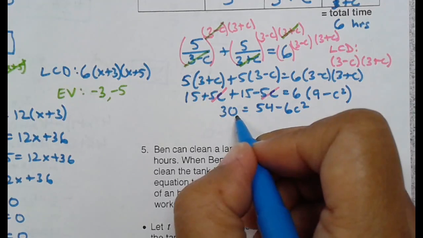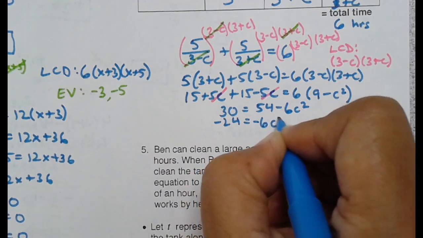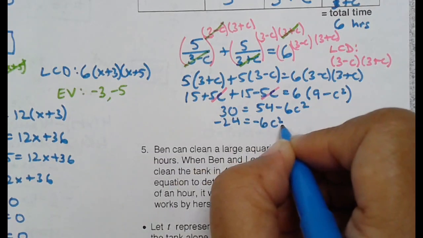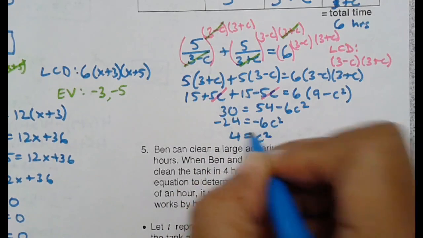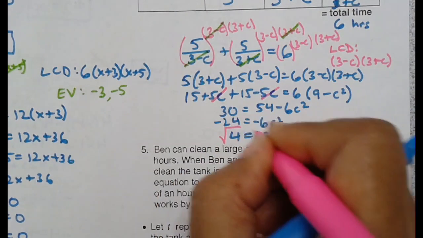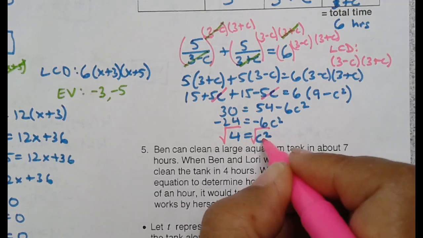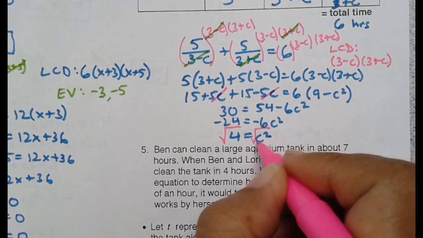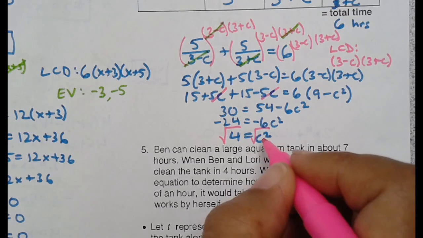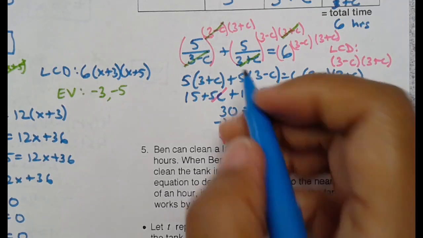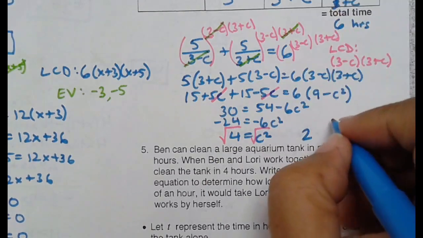Move the 54 to the other side, which gets me a negative 24. Get rid of this negative 6 by dividing both sides by negative 6. We get 4. To get rid of the square, we take the square root. And normally we write plus or minus, but if we're talking about the rate of the current, we are actually not going to use negative. Speed is not negative. So we're going to just take the square root of 4, which is 2, and the current is in miles per hour.